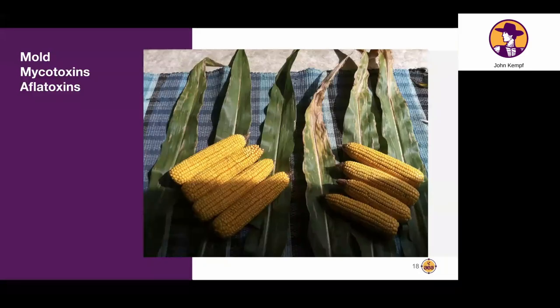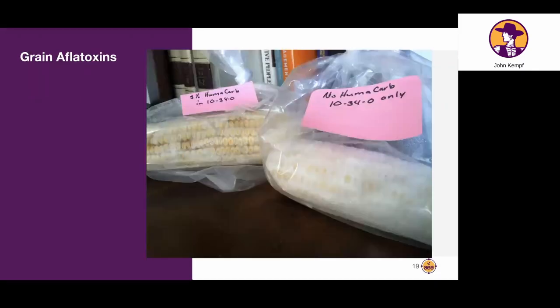But these samples were collected with the intention of sending them to a laboratory. This was pre-harvest, so there's still fairly high moisture content, I want to say somewhere in the neighborhood of 22 to 23%. The intention was to ship these ear samples off to a lab. Well, they ended up sitting on a desk for a week, and this is what they looked like. The only difference was 3% humicarb applied at 3 gallons per acre with 10-34-0 in the furrow at planting.